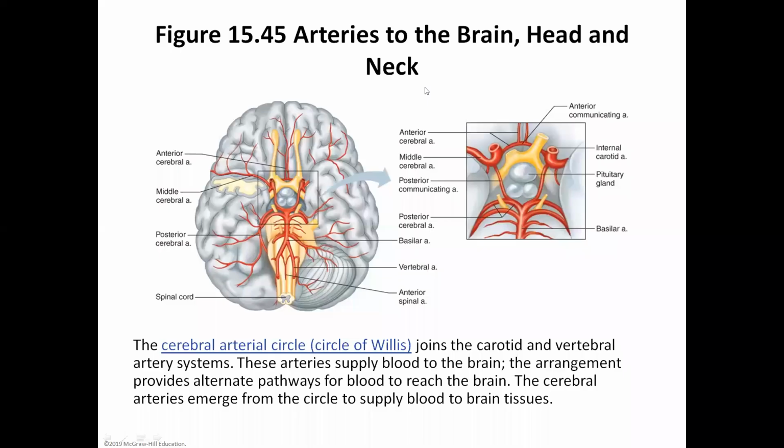All right, and then looking at the arteries of the head, neck, and brain, I'm not going to actually ask you about any of them in particular, but I do want you to know that there's something called the circle of Willis that actually joins these arterial systems together. So it joins the carotid and it also is going to join the vertebral arteries together. So it's going to give rise to the blood supply for the brain.